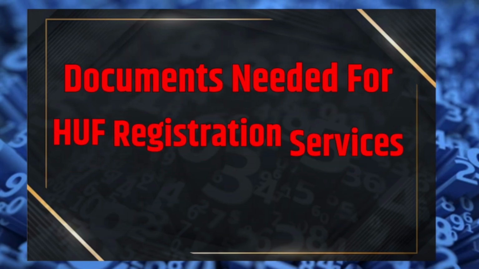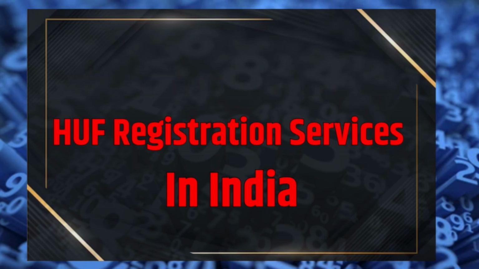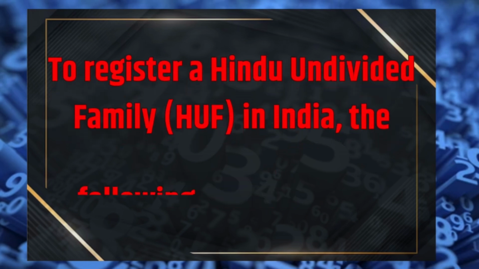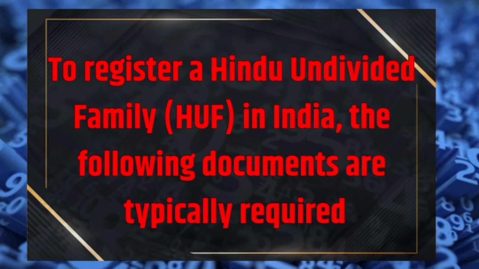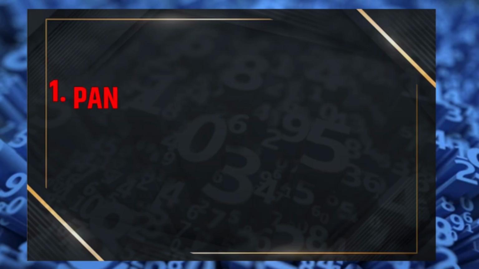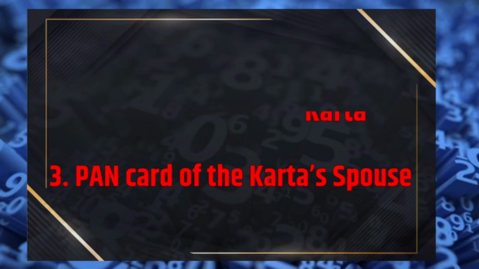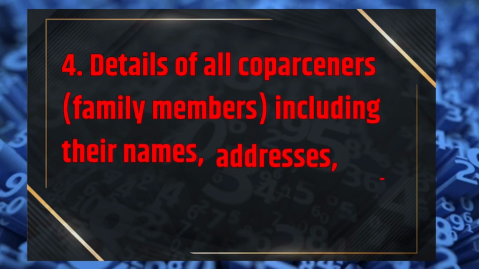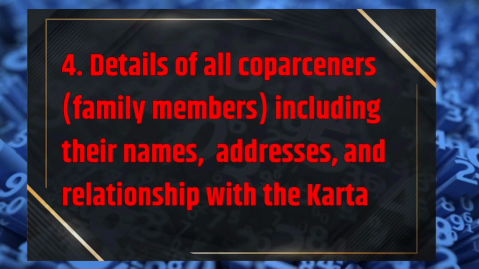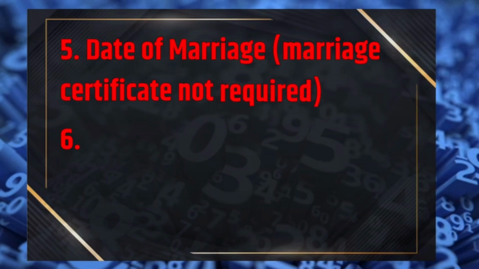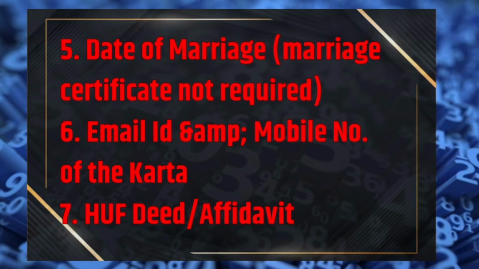Documents needed for HUF registration services in India. To register a Hindu Undivided Family, HUF, in India, the following documents are typically required. 1. PAN card of the Karta. 2. Aadhaar card of the Karta. 3. PAN card of the Karta's spouse. 4. Details of all coparceners, family members including their names, addresses, and relationship with the Karta. 5. Date of marriage certificate not required. 6. Email ID and mobile number of the Karta.